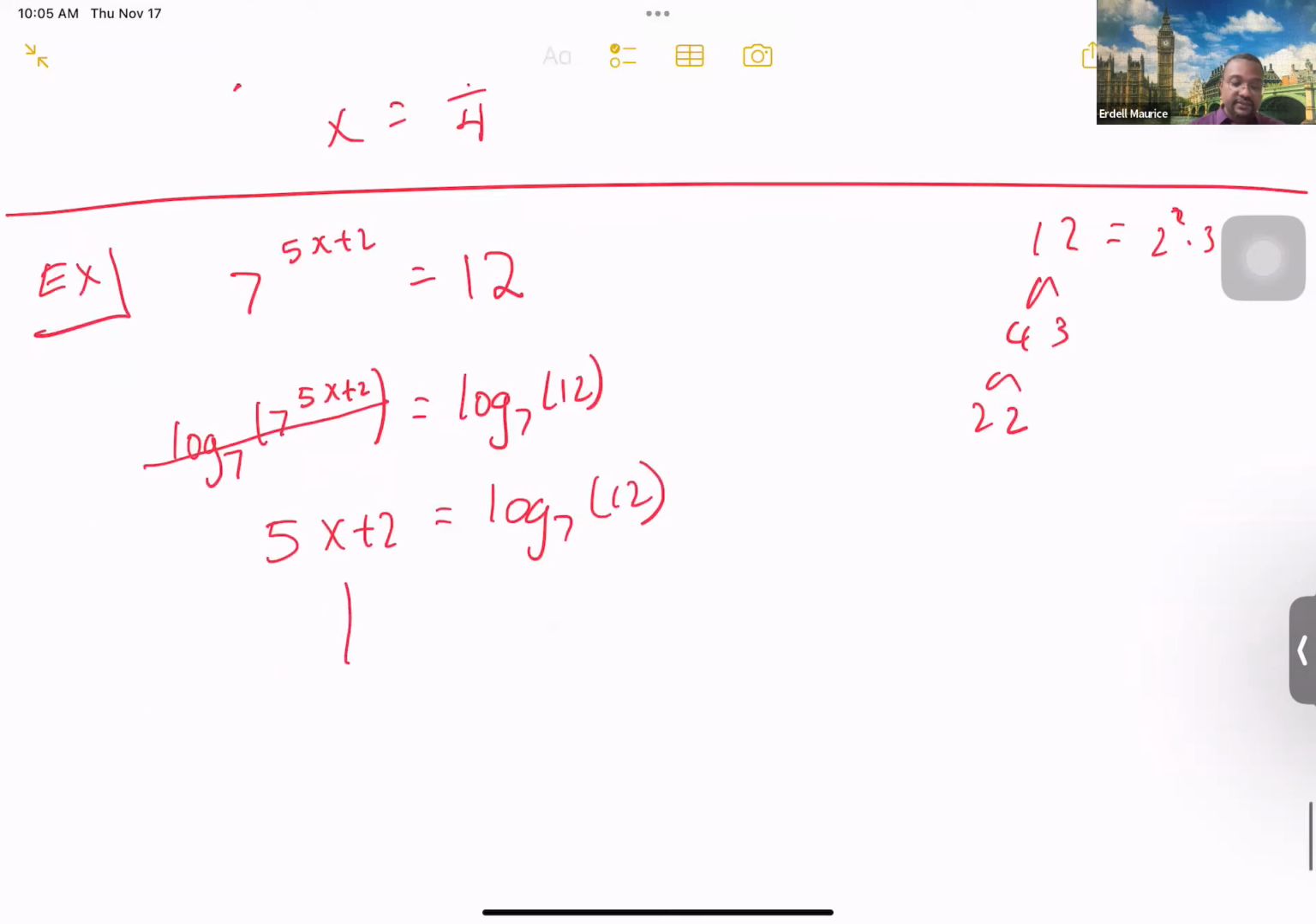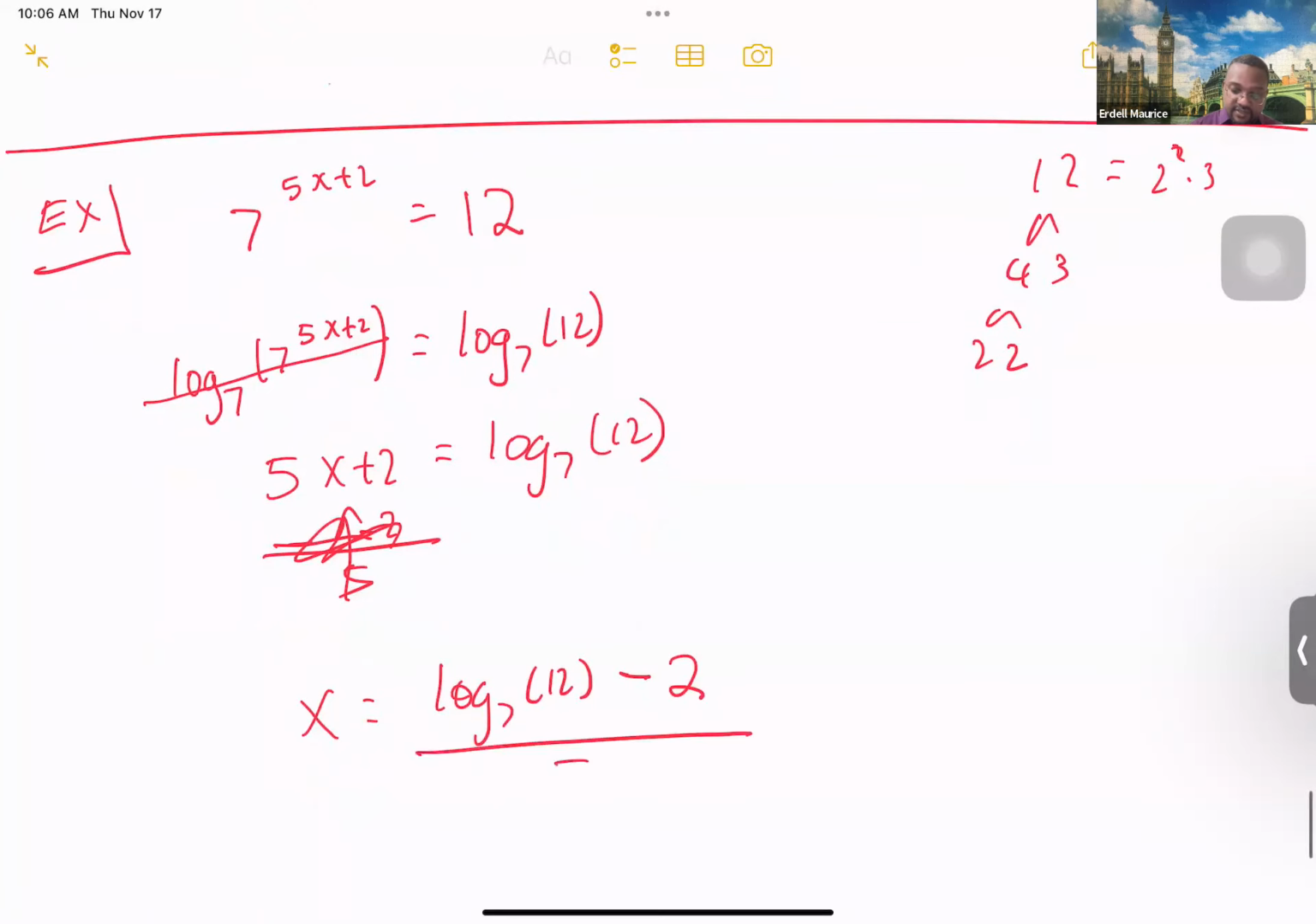And then from here, algebra tells me there are 2 steps to go. I simply need to subtract 2 and then divide by 5, right? Subtract 2 on both sides and then divide by 5. And so then that tells me that x is going to be log base 7 of 12, subtract 2, and then divide by 5. And that will be the solution to my equation.